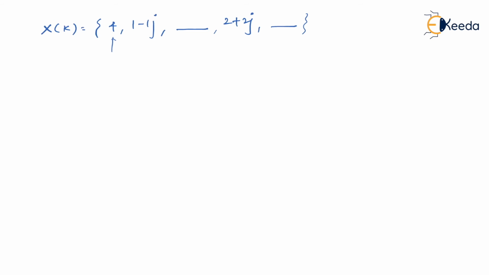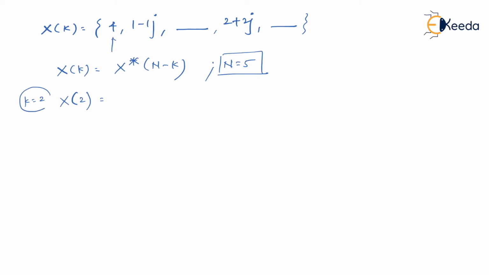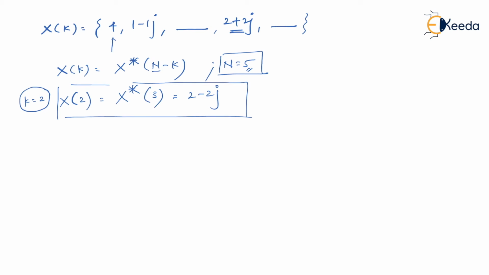So by property we know that x of k is always equal to x conjugate of N minus k. Please don't forget, here the value of N is equal to how much? It is 5. So which value is missing? It is x of 2. It means I am substituting k value equal to 2. Then this is equivalent to x conjugate of, please understand, value of N to be 5, so it is 5 minus 2. So it is x conjugate of 3. And you know what x conjugate of 3 is? 2 plus 2j. So it becomes 2 minus 2j. So value of x of 2 is now known to you. It is 2 minus 2j.